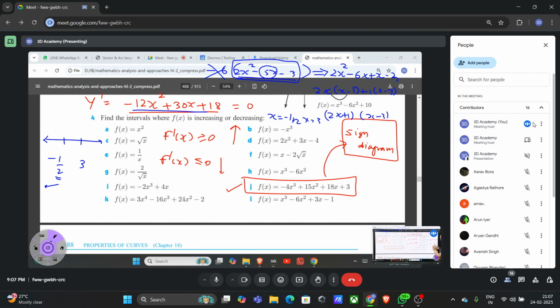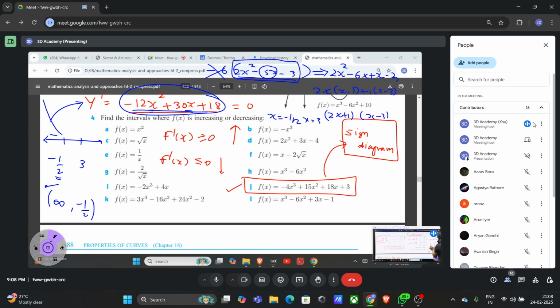Let's say you are putting minus 1. Where will you put it? In the equation for y dash. If you put minus 1 here, check what sign you get for your answer. So this will be minus 12, minus 30. So the answer is coming negative. So from minus infinity till minus half, the function is decreasing. The function is decreasing, right?